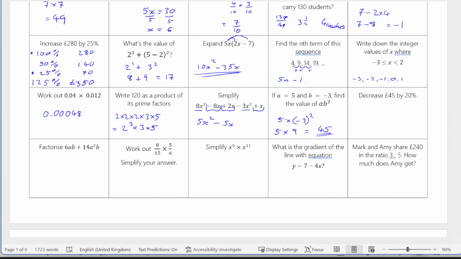Okay, decrease 45 by 20%. So I'm going to do this a bit like how I broke an earlier question down. The full amount of a number is 45. So I'm going to say that 10% then is going to be equal to 4.5. So 20% is going to be 9. Right, so I want to do 100% take away 20%, so this value take away this value, which is going to give me £36. So 80% is equal to £36.